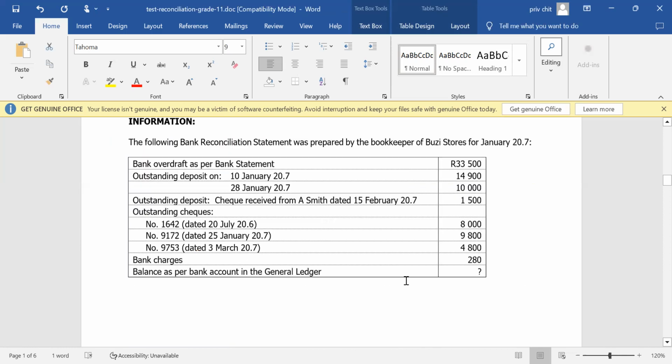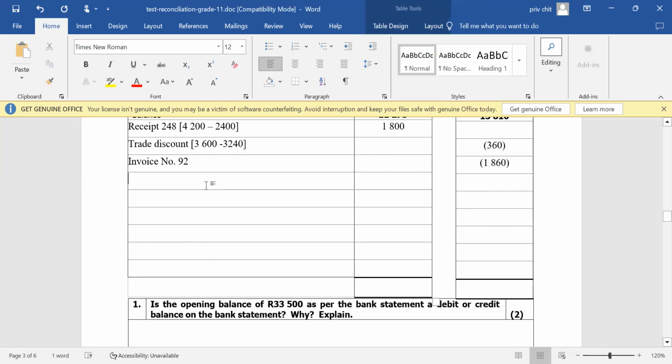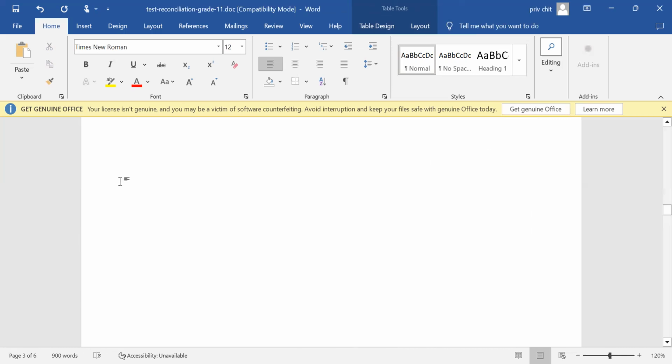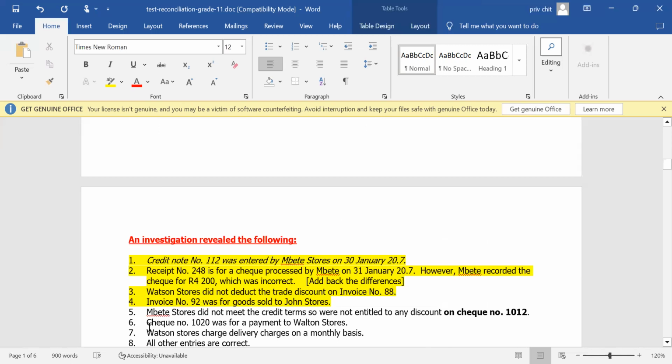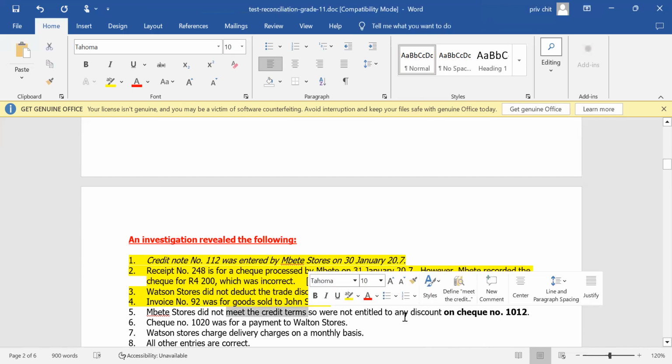Yes. Right. So we come here. Then we say trade. But the statement. Repeat again. No, I just read it. It confused me, that statement. The statement that I was reading confused me on what we were supposed to do. Oh, let me read it again. So they said better stores, right? Meaning to say us as the business did not meet the credit terms. So they were not entitled to any discount on check number 1012.